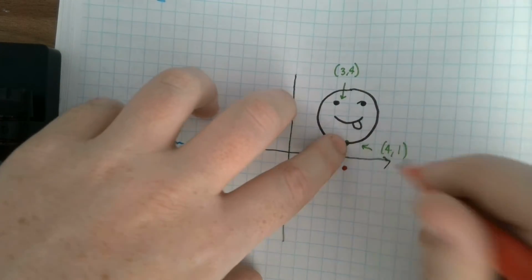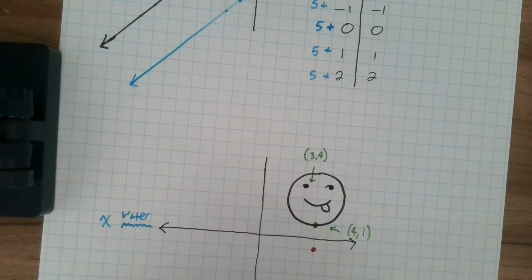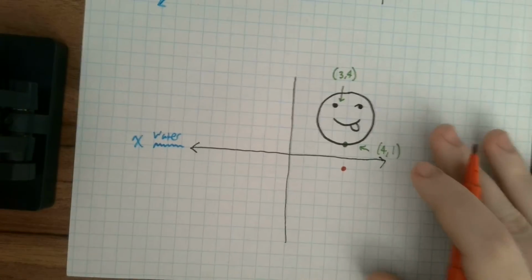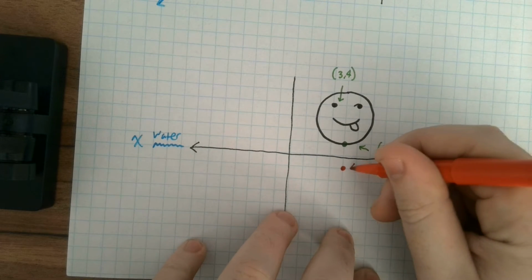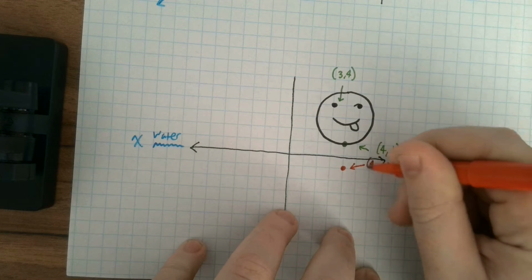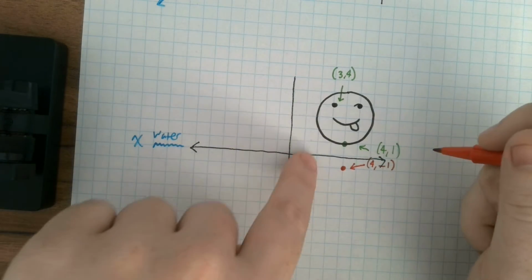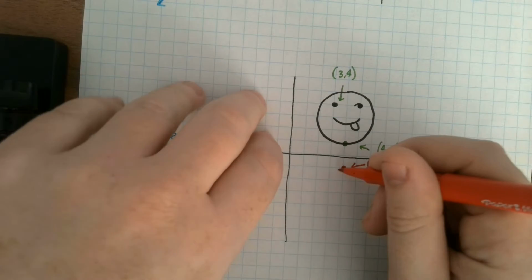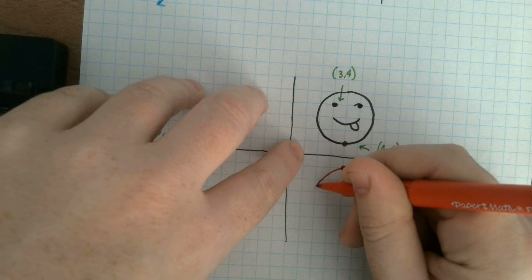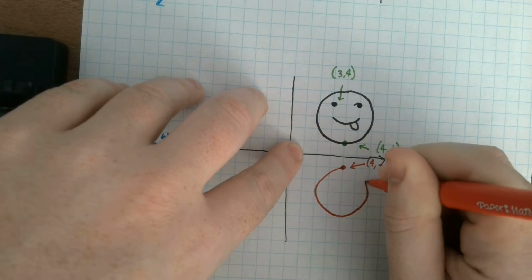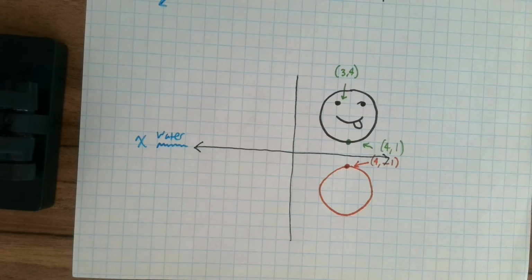Well, the bottom of Juan's face is now going to become the point 4, negative 1. It's still the same amount over. It's still 4 over. It's just down 1 instead of up 1. And of course, we can draw the rest of Juan's face just fine, like so. There's Juan's head.